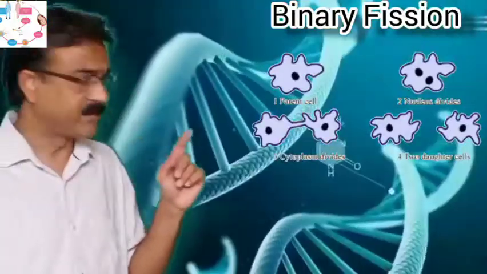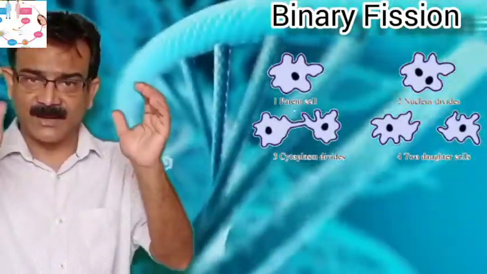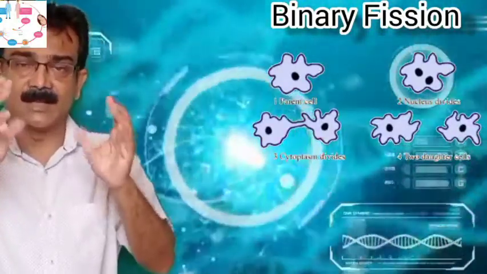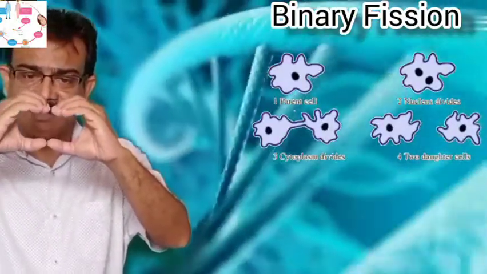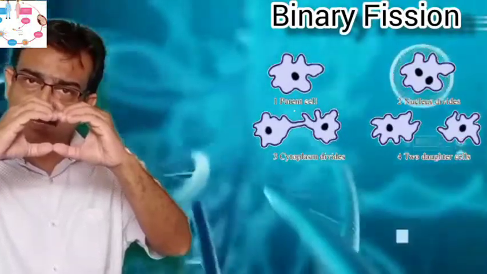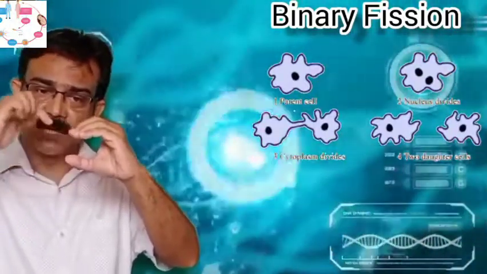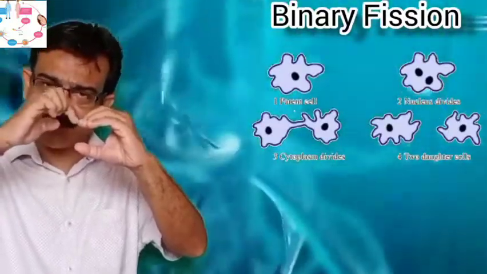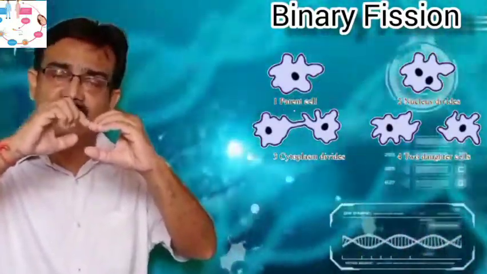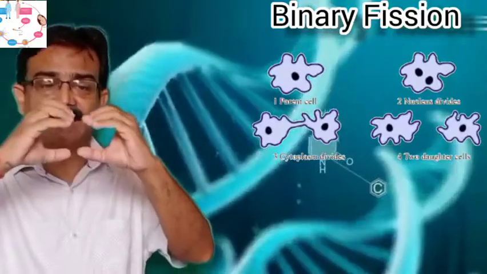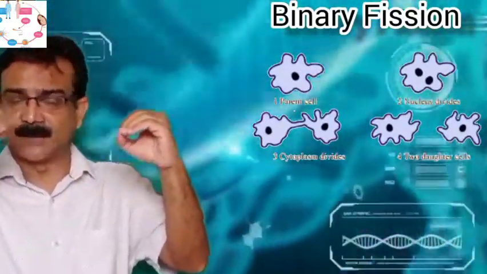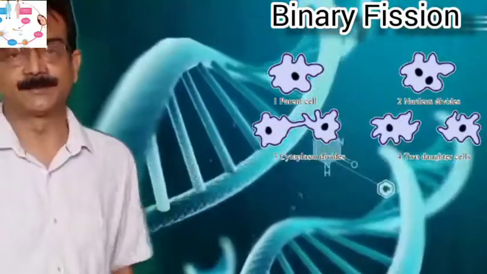One thing more, in this diagram you are observing that when one cell is going to divide, first there is karyokinesis, then there is cytokinesis. When cytokinesis is going on, meaning division of cytoplasm is taking place, a kind of constriction arises, and this is the cleavage furrow. This constriction further develops and ultimately two daughter cells are separated. So this is binary fission.